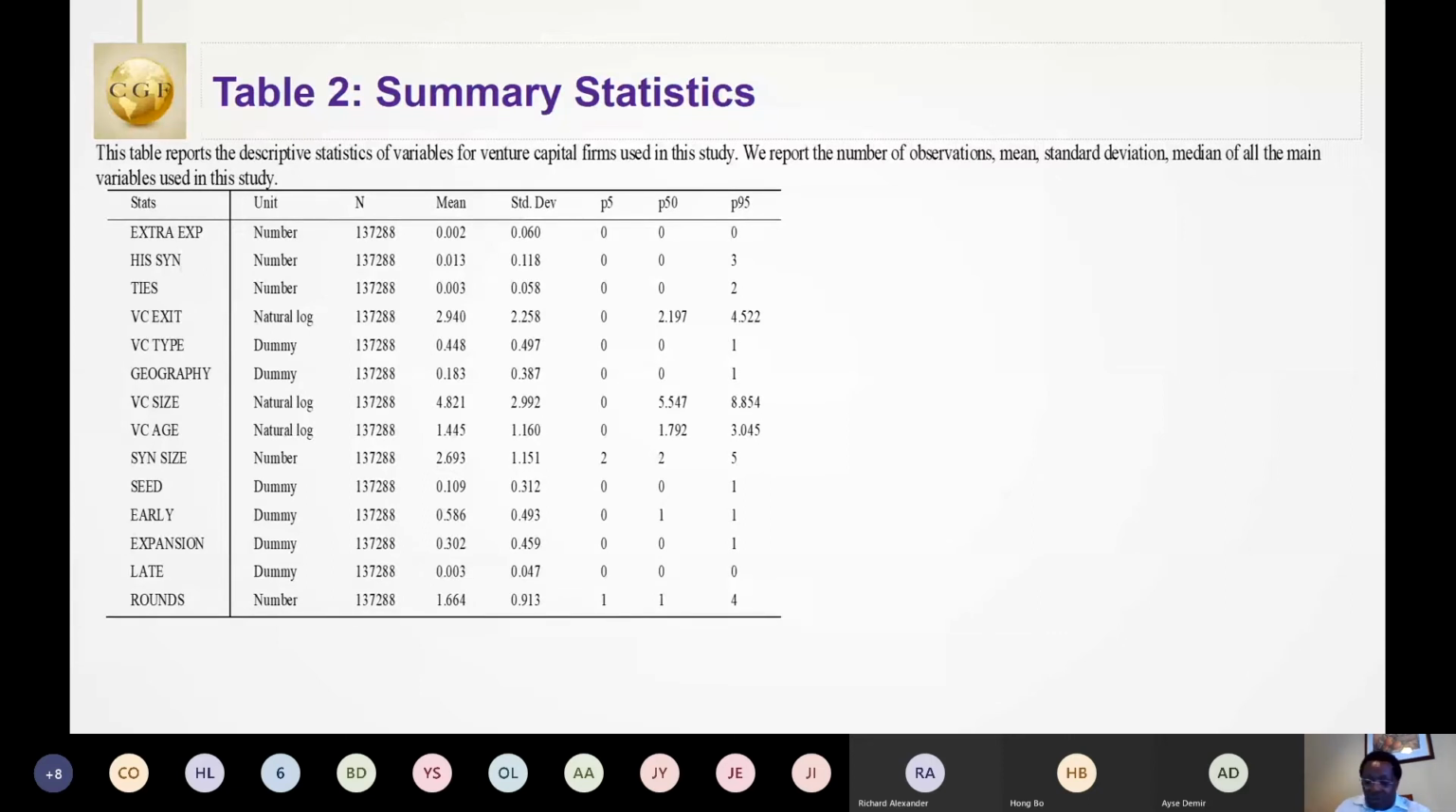And again, we can look further into the investment stage and find that early investment has about 58%, that is here on the early stage. Expansion, 30%, and late stage, that is just less than 1%. And so these are some of the statistics. They are well behaved, and the mean also makes a lot of sense with a high number of observations and low standard deviation.